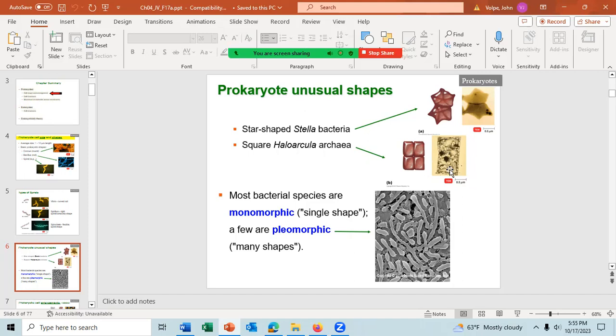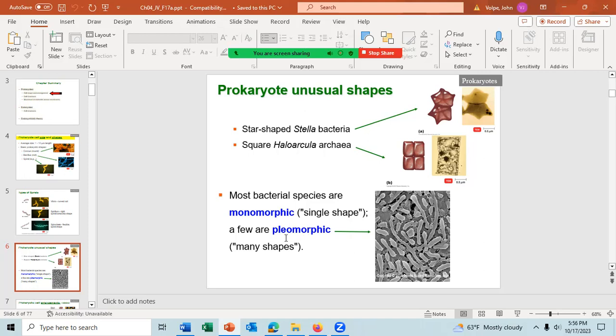Most prokaryotes are monomorphic, meaning that all members of the species have one shape. Like the Haloarcula, all of them are rectangles. The Stella, all of them are star-shaped. The Staphylococcus epidermidis, all of them are cocci. Okay? And we call them monomorphic. They have a single shape.